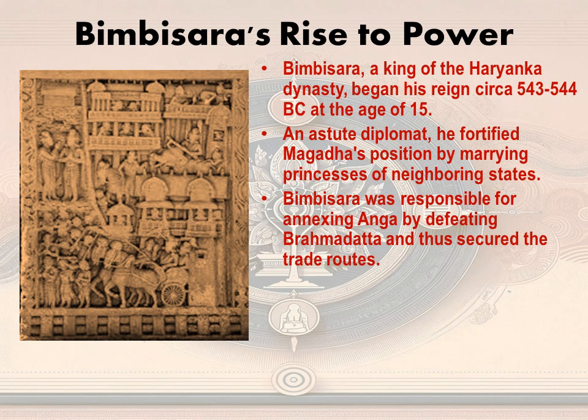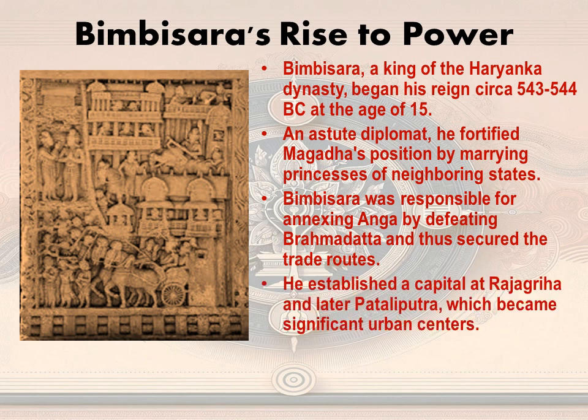The name of the Anga king was Chulani Brahmadatta, and thus he secured the trade routes. So Anga was a very important territory, the junction of all the trade routes in eastern India. However, Bimbisara defeated the king of Anga, known as Chulani Brahmadatta, and annexed it, securing all the trade routes for his future use. He established a capital at Rajagriha and later Pataliputra, which became significant as an urban center.